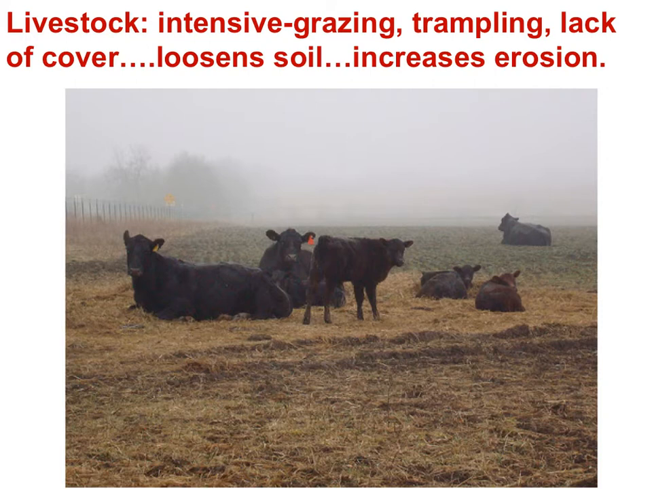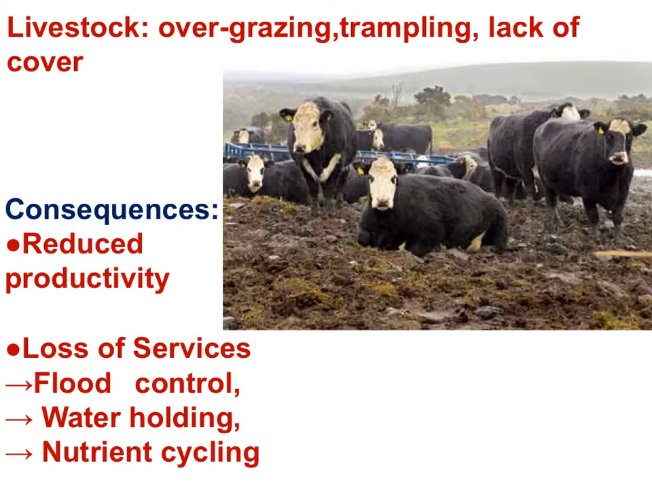Livestock, if intensely grazed, with significant trampling of the soil, results in a lack of cover, a loosening of the soil, a loss of soil biota, all of which increases the rate of erosion. With intensive grazing and increased erosion, there is a reduced productivity of the land, a reduced soil fertility. And with erosion, there is a loss of ecological services, such as flood control, water holding capacity, nutrient cycling.